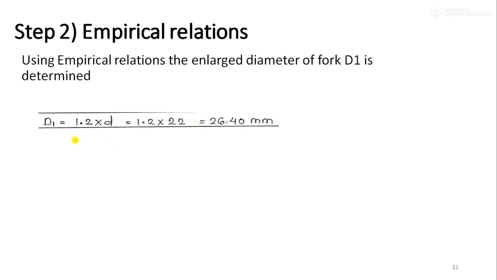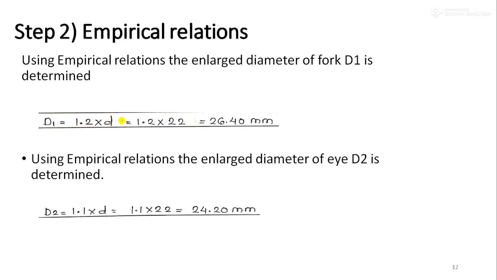This is already given in your PSG design data book. Remember that in that figure itself it is given. I have shown it there. So d1 is 1.2d, and using empirical relations, the enlarged end diameter d2 is 1.1d. So 1.1 into 22 is equal to 24.20 mm. Is it clear? So these first two steps are very simple, I hope.